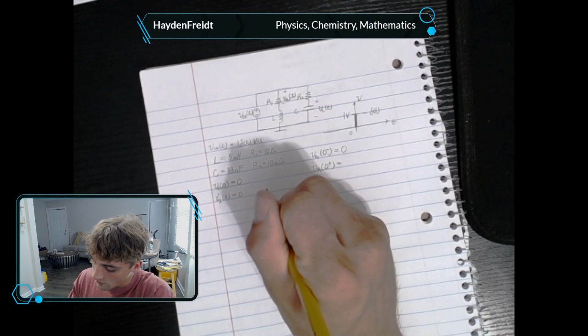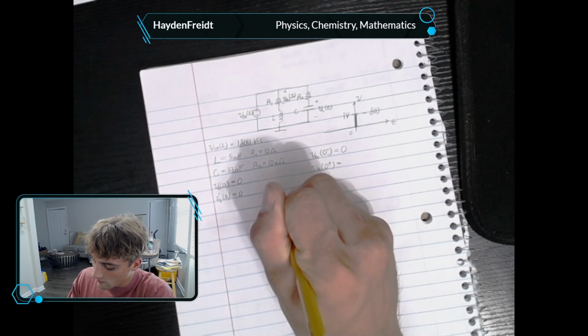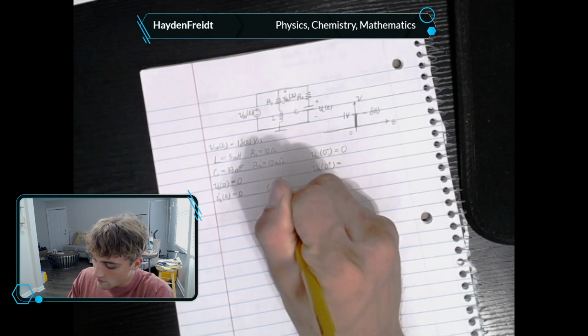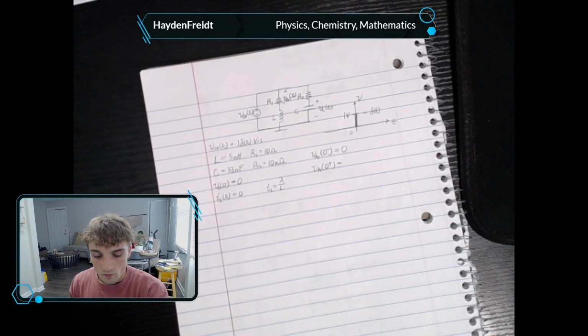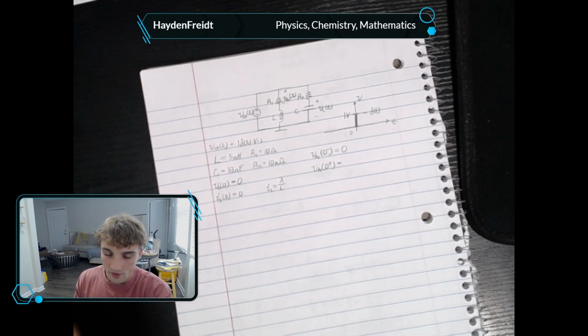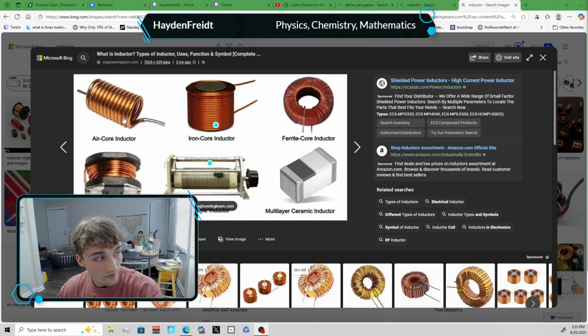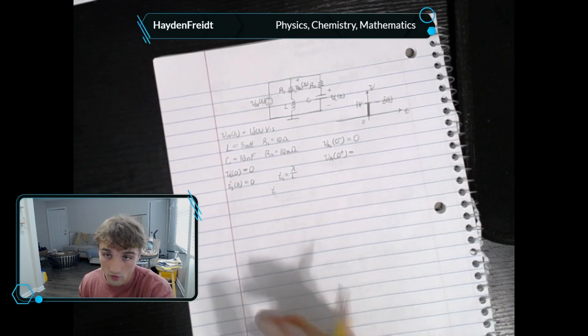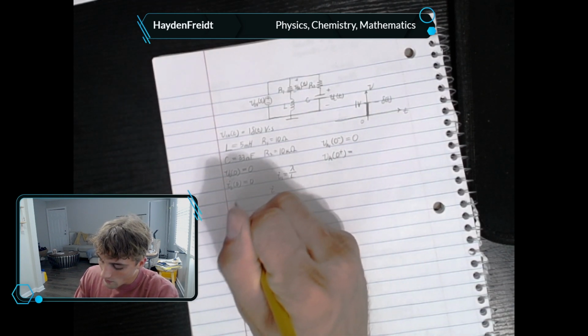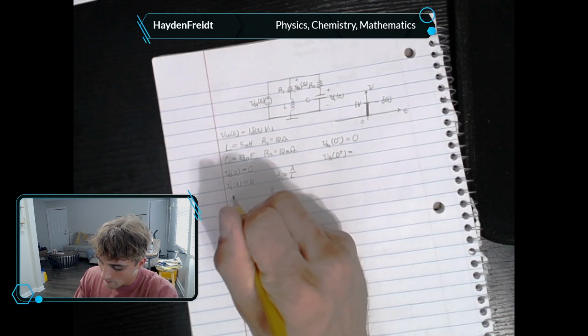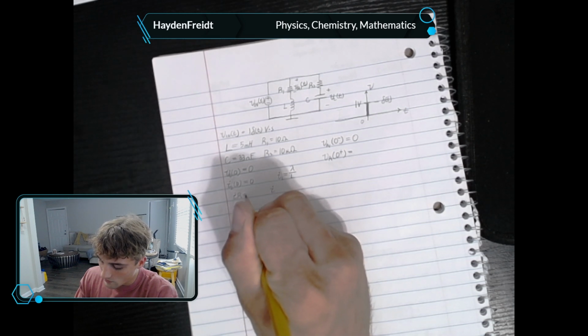Okay, so I know that the current through the inductor is equal to this magnetic flux divided by the inductance, which is defined by the physical properties of the inductor. Like the number of turns it has, the thickness of the wire, the length of it, stuff like this. This is going to determine the inductance. So now we want to know the voltage across R1, and by Ohm's law, we know that I times R equals V.